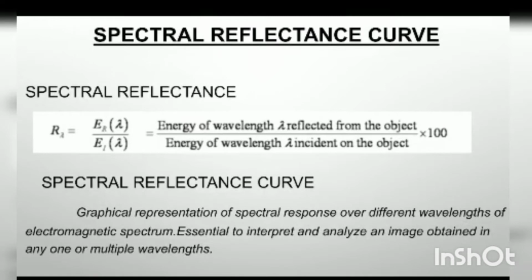Let us discuss what is meant by spectral reflectance. Spectral reflectance is the ratio of the amount of energy reflected from the object to the amount of energy incident on the object. If 100% solar radiation is incident on a surface, either the radiation is absorbed, transmitted, or reflected. The amount of energy reflected by the surface is called the spectral reflectance.